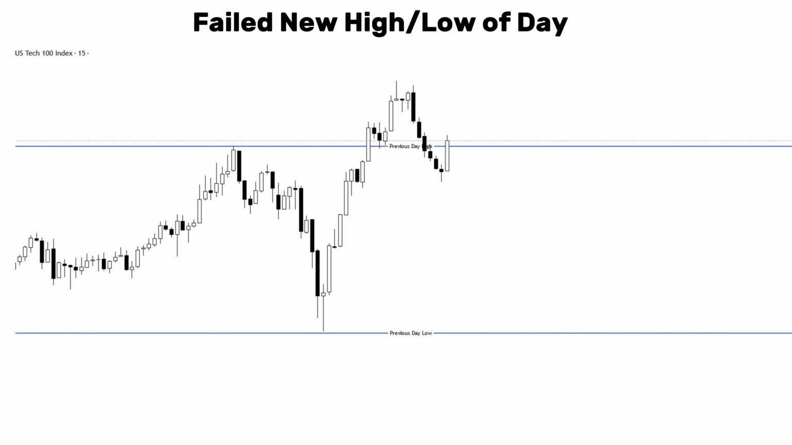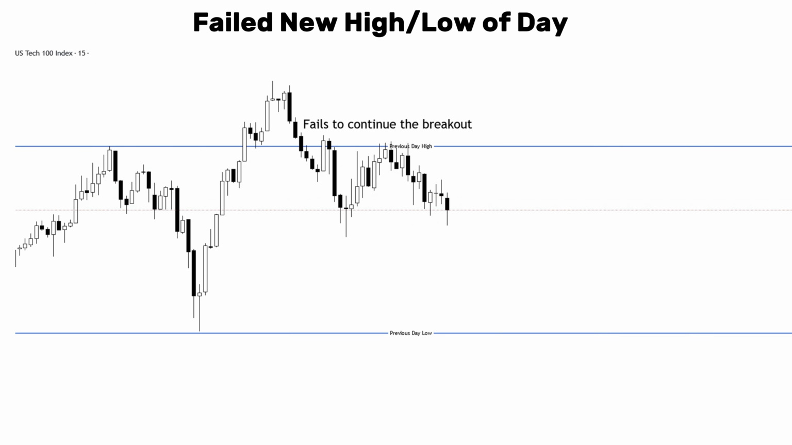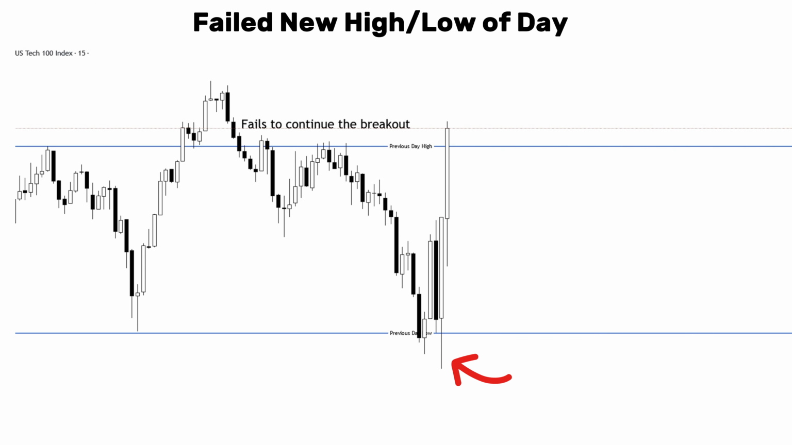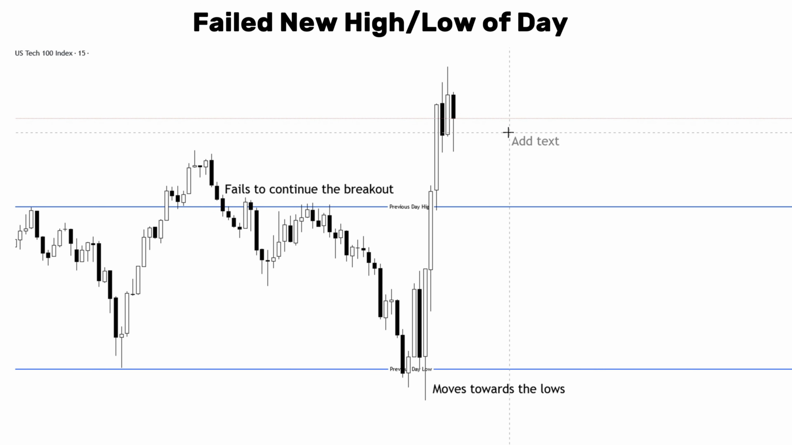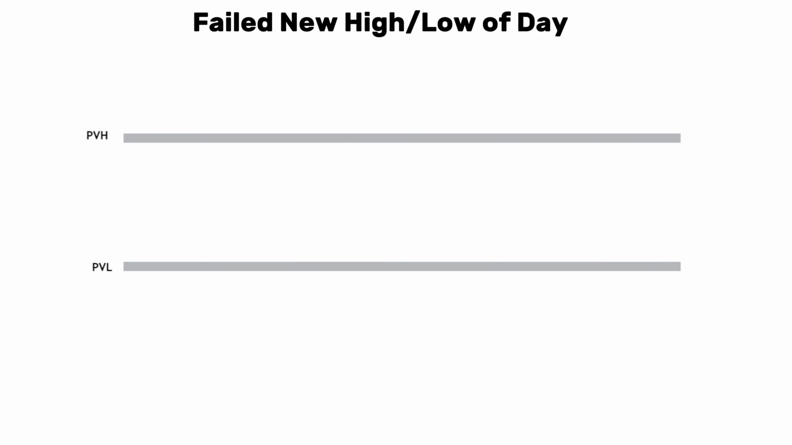So the main idea is to look for the price attempts on making new highs or new lows compared to the previous day. When these attempts fail, it often indicates a potential reversal, giving us traders a scalping opportunity. As you probably know, previous day highs and previous day lows are important levels. These levels are being analyzed and seen by many smart traders. These levels are often seen as potential support and resistance levels.